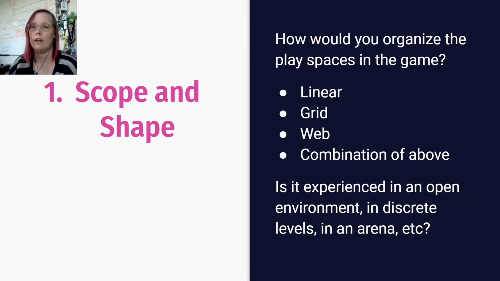And how would you organize the play spaces in your game? Is it experienced as an open environment, in discrete levels, in an arena, etc.? So linear spaces can only be accessed one at a time, sometimes with no backtracking. So games like Monopoly, Guitar Hero, FF13, and Night in the Woods are a linear structure. You go from place to place in a structure that is set up by the author or the designer of the game.